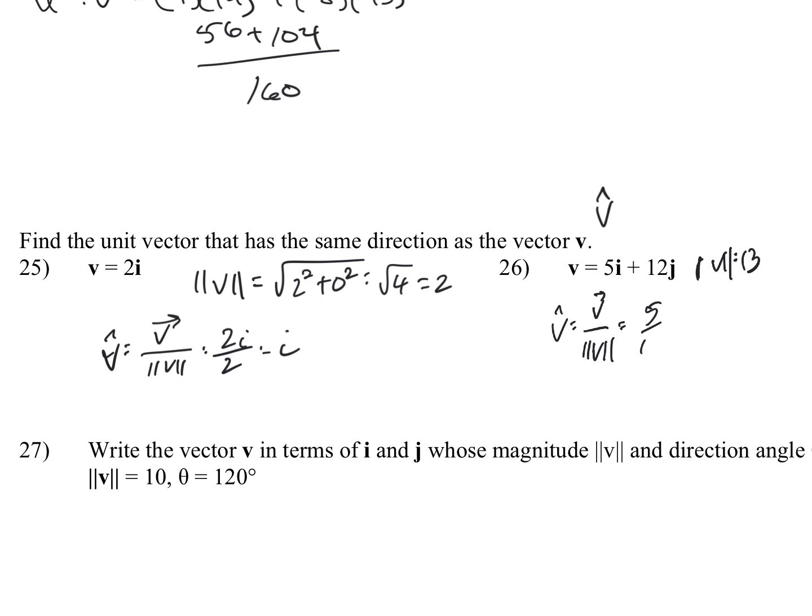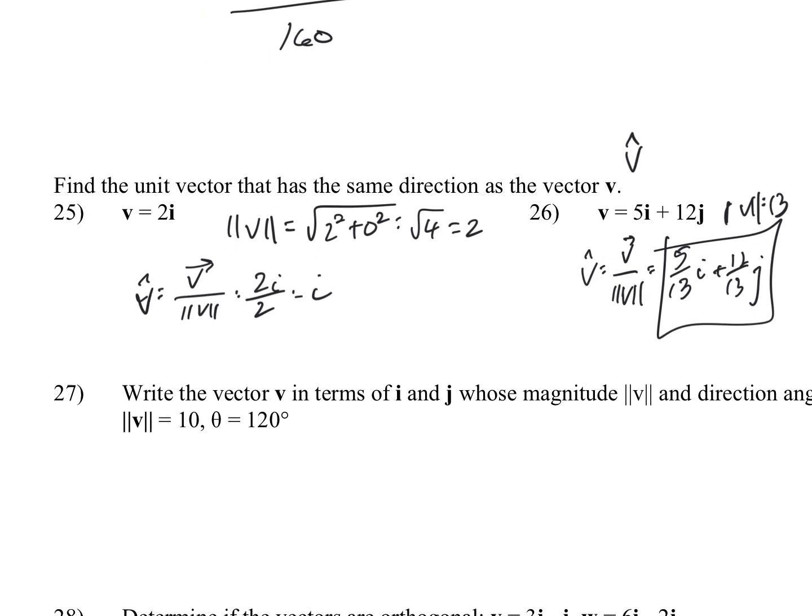So you get 5 divided by 13, which can't be reduced, plus 12 divided by 13, also can't be reduced, and that is the unit vector. So if it reduces, that's wonderful, but if not, you don't need to worry about it.